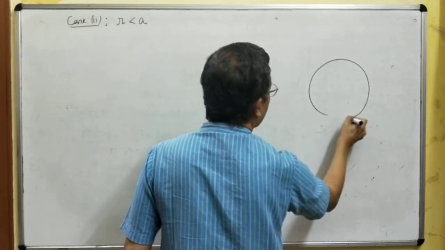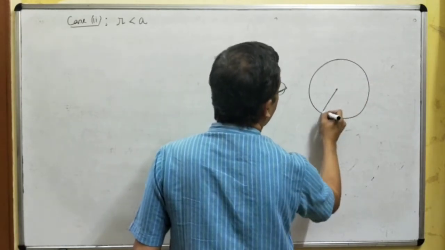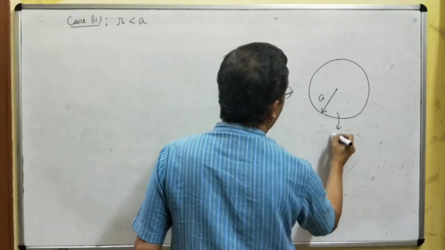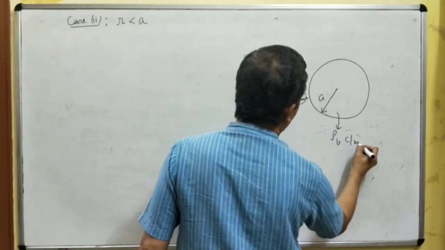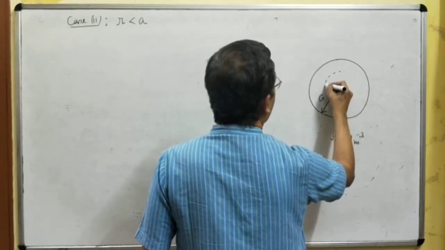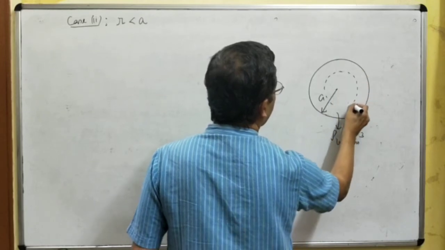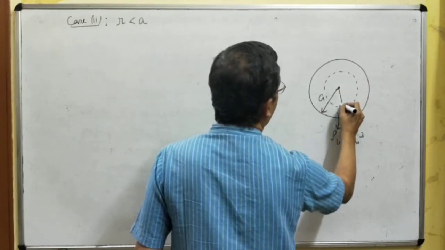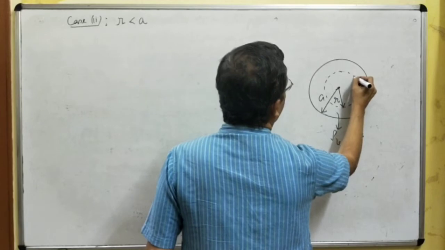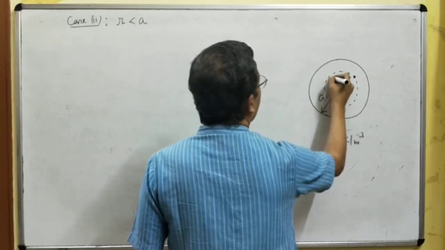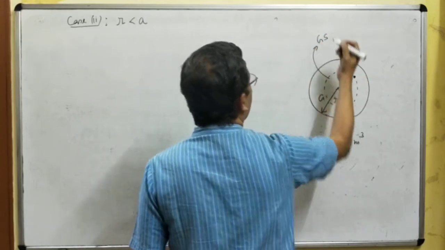This is the sphere of radius equal to a, with charge density rho v coulombs per meter cube. This is the Gaussian surface, which is a sphere of radius equal to r. This is the point on the Gaussian surface.